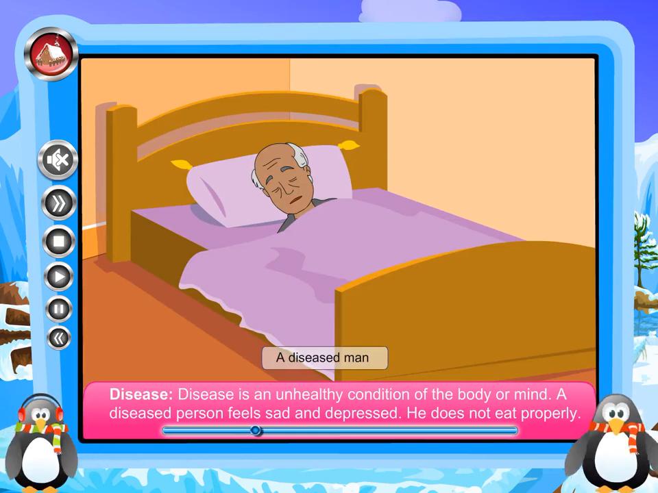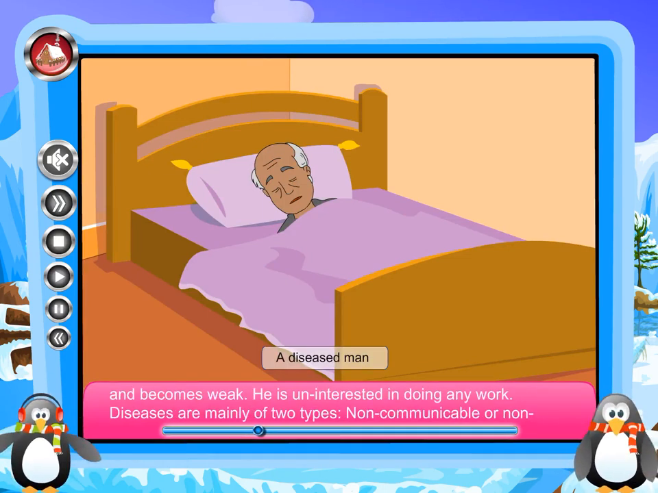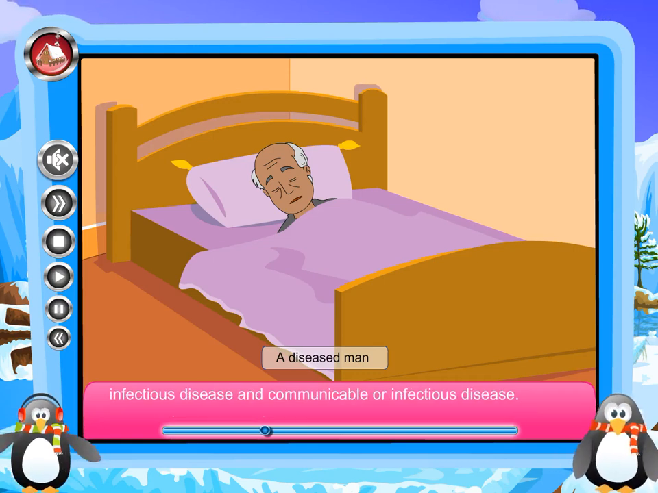Disease. Disease is an unhealthy condition of the body or mind. A diseased person feels sad and depressed. He does not eat properly and becomes weak. He is uninterested in doing any work. Diseases are mainly of two types: non-communicable or non-infectious disease and communicable or infectious disease.